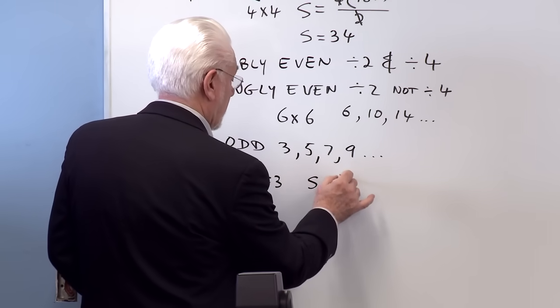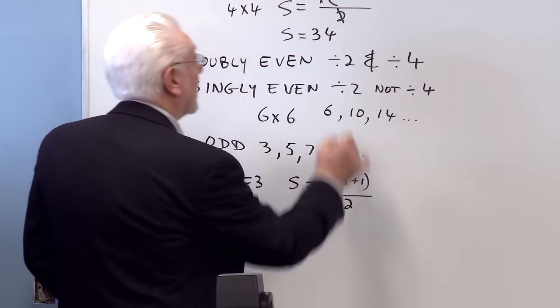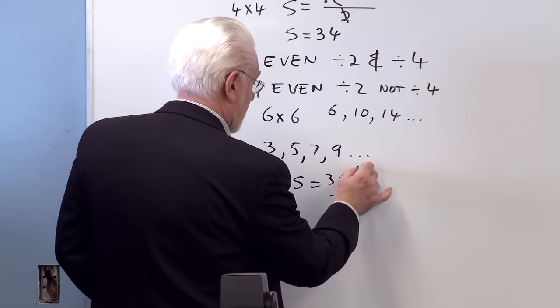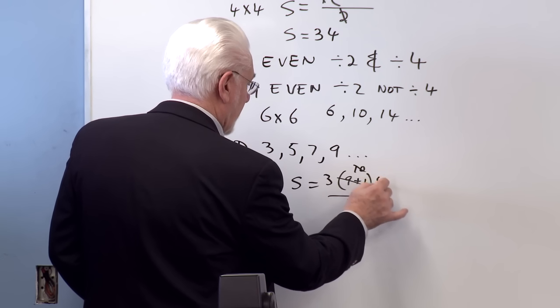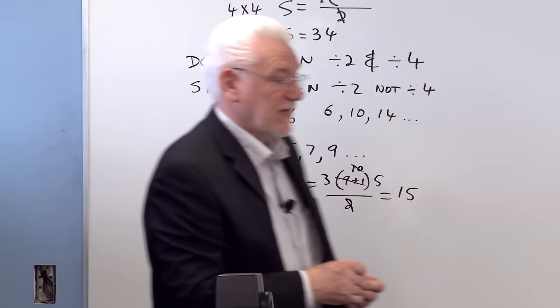going to be 3 times 9 plus 1 over 2. Okay, this is 10. 10 over 2 is 5, and 5 times 3 is 15. So you can see that each horizontal, each vertical, and each main diagonal adds up to 15.